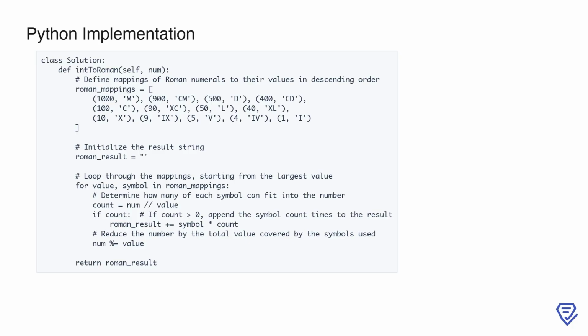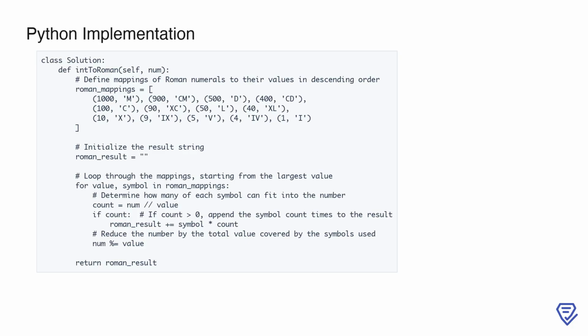This is calculated using integer division, number // value. For example, if number is 3549 and the current value is 1000, count would be 3, since 3549 // 1000 is equal to 3. 5. Append symbols to the result. If count is greater than 0, the symbol is appended to roman_result count times. For example, if count is 3 and the symbol is M, then MMM is added to roman_result.